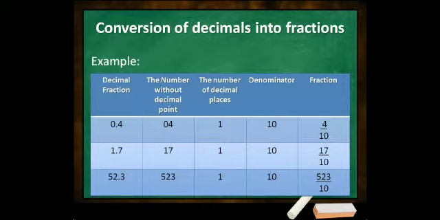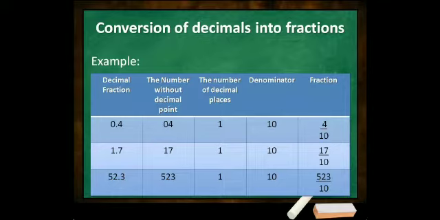Now here you can see a chart. The first column is the decimal fraction. The second column is the number without the decimal point. The third one is the number of decimal places. Then the denominator and the fraction.